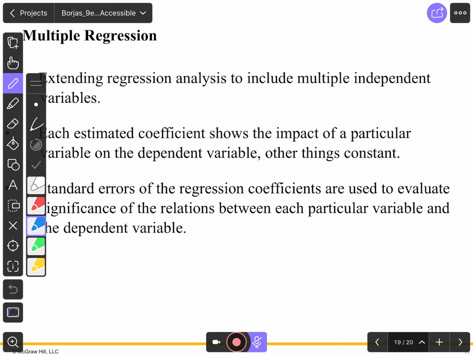Multiple regression analysis is basically when you are talking about more than one variable. So the dependent variable is affected by wages and other factors. It's not just one factor but multiple factors, and that's why we call it multiple regression analysis.